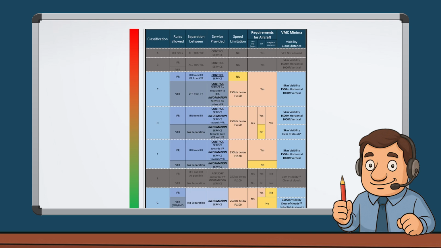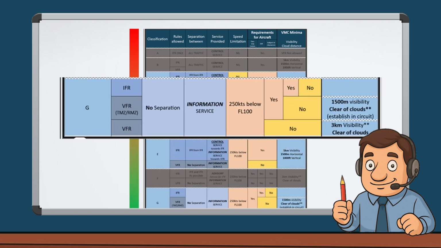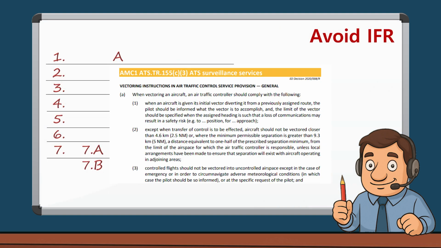That brings us to the last type, Class Golf, the least restrictive. No separation for anyone, not IFR, not VFR. Only that IFR needs to have a transponder and two-way radio communication, that's all. So obviously we must be very cautious about operating our IFR flights into this airspace class. Actually, EASA Part ATS TR155 specifically instructs to avoid entering uncontrolled airspace with IFRs unless on pilot request.